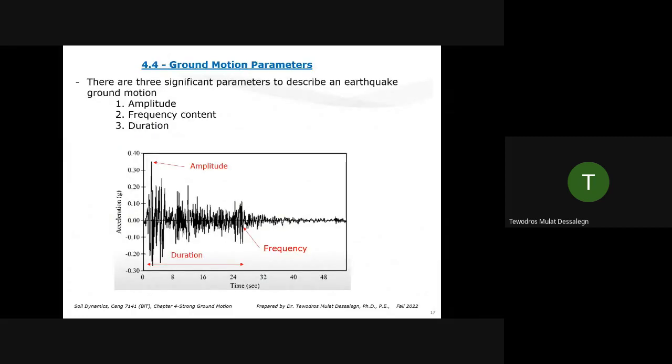We also start the ground motion parameters. When you have a recorded acceleration time history, there are 3 parameters we are most interested in, which can fully describe it. The peak value, which we call amplitude, the significant duration, how long the significant peaks are there, and also the frequency content. Frequency content is a big concept. We'll see it in detail.